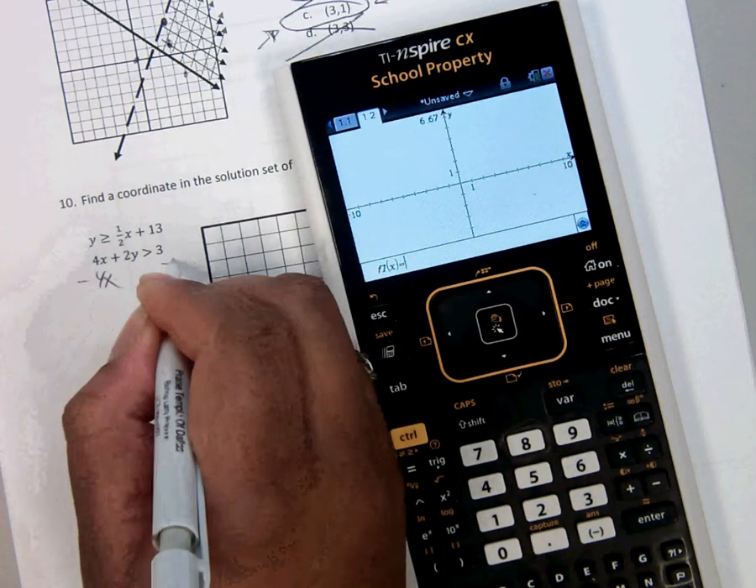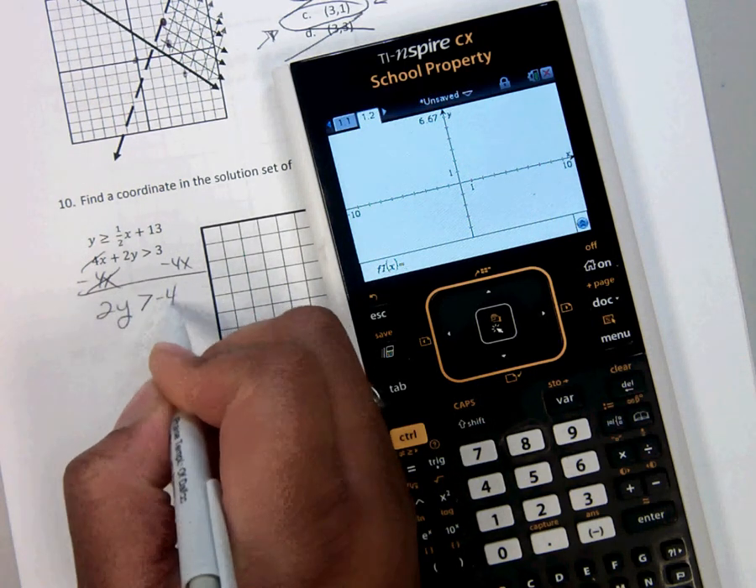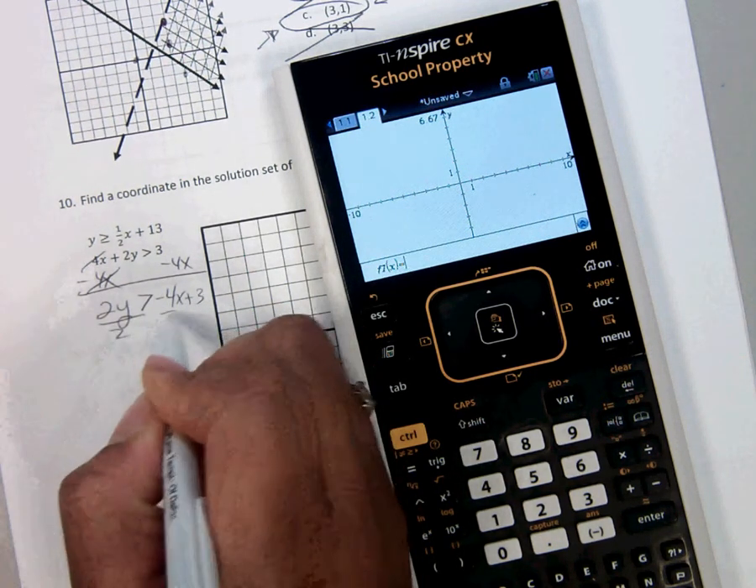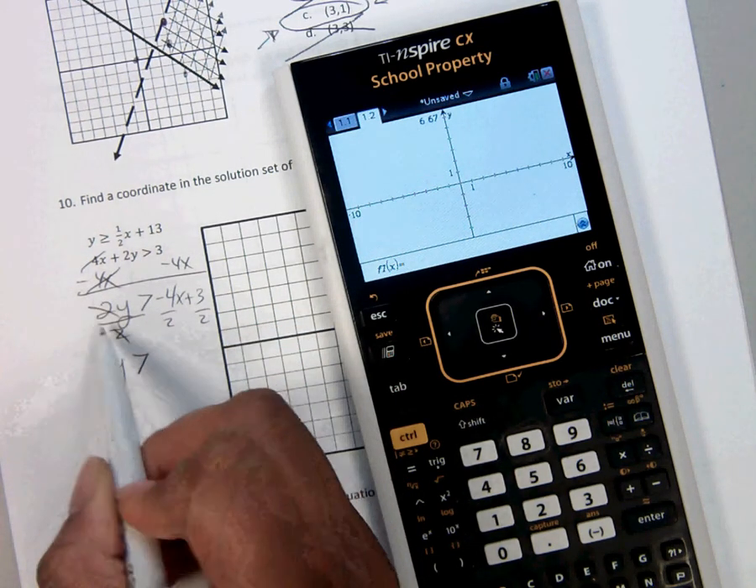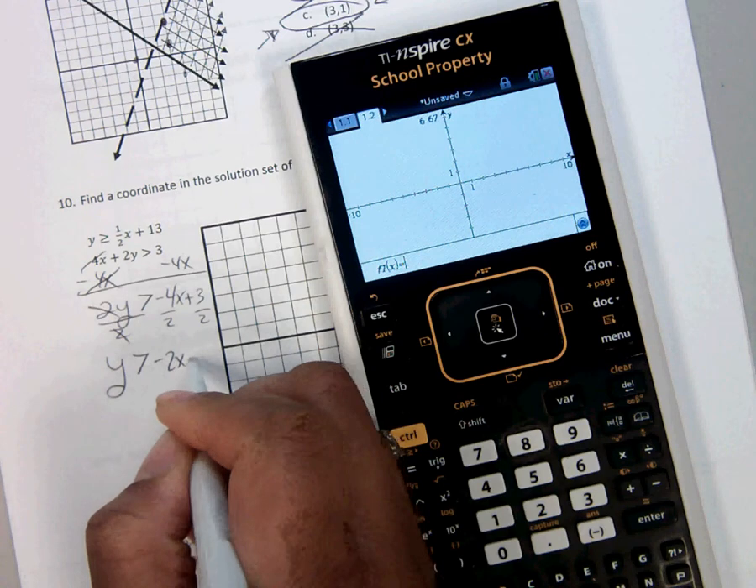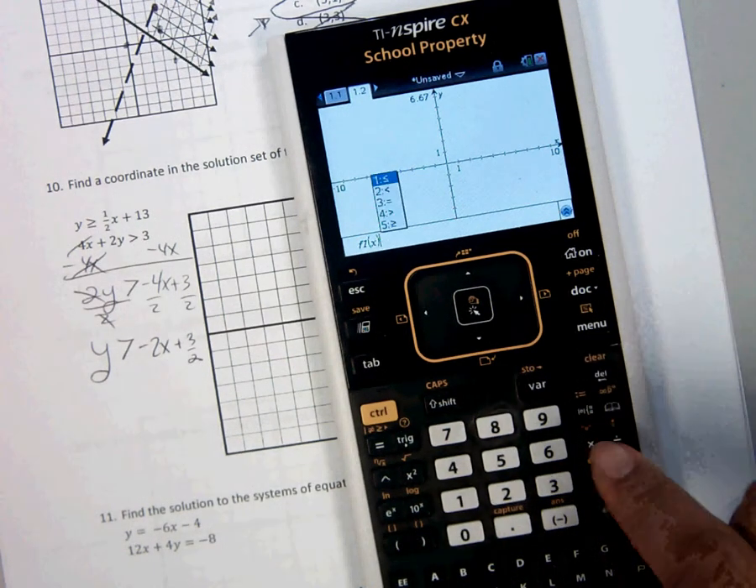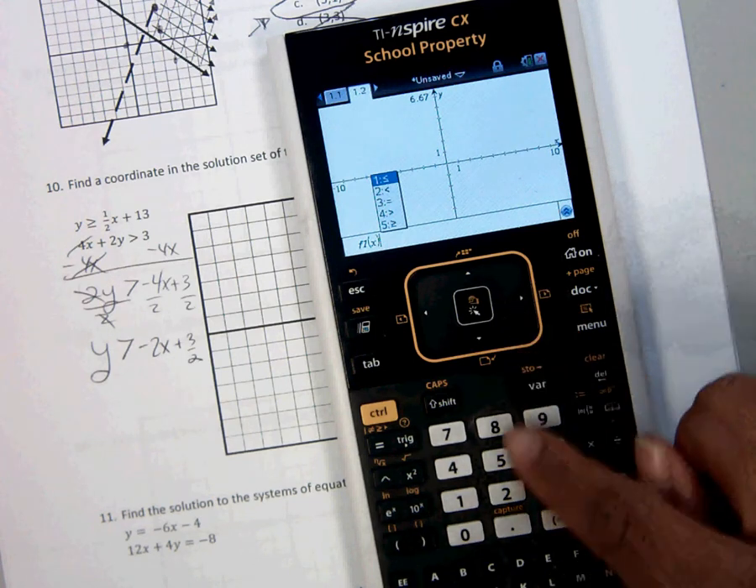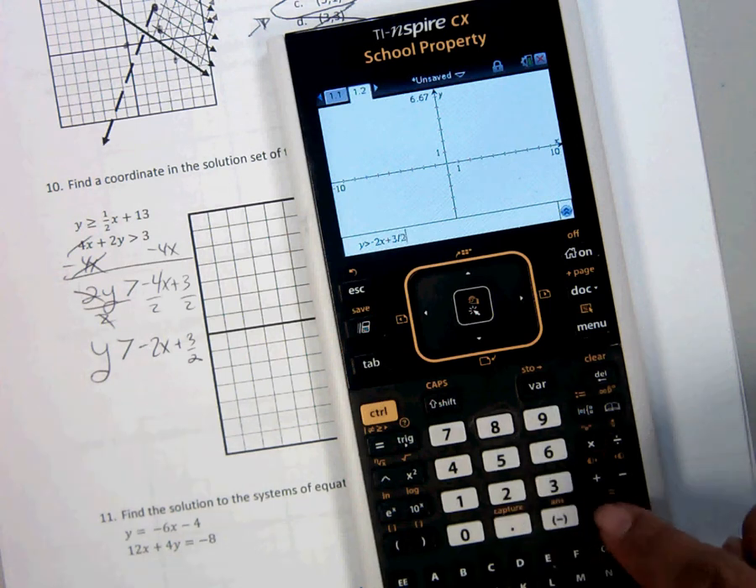Negative 4x on both sides to get rid of it. 2y is greater than negative 4x plus 3. Divide by 2. Y is greater than, we don't flip it because it's not negative. Negative 2x plus 3 over 2. So delete that and keep it greater than, which is number 4. Negative 2x plus 3 divided by 2.